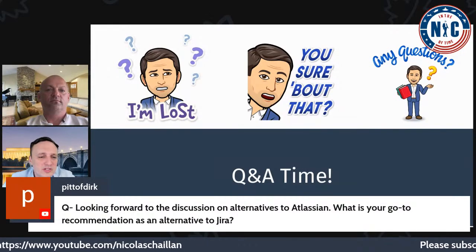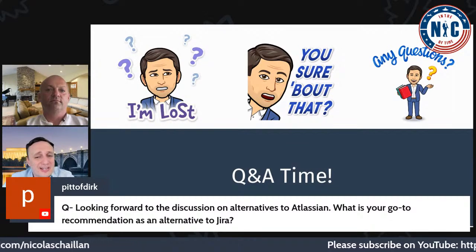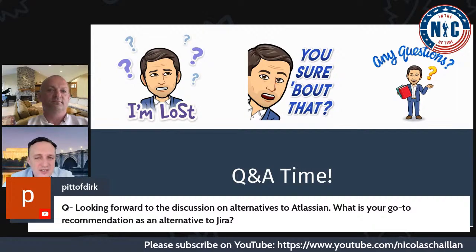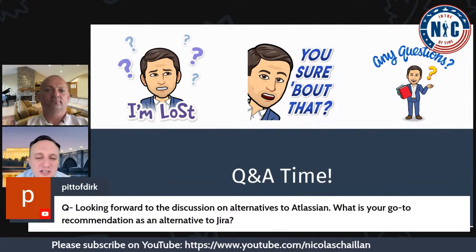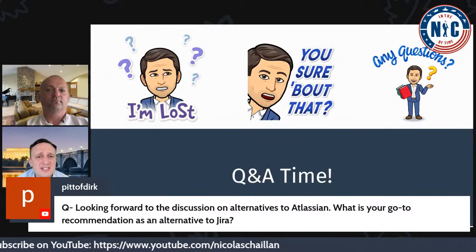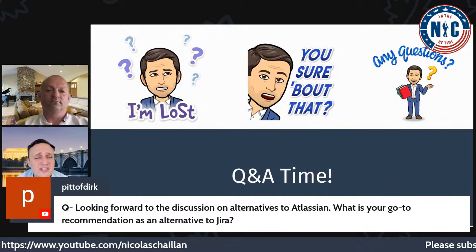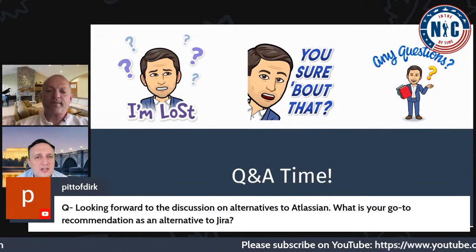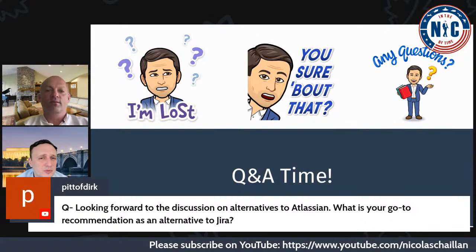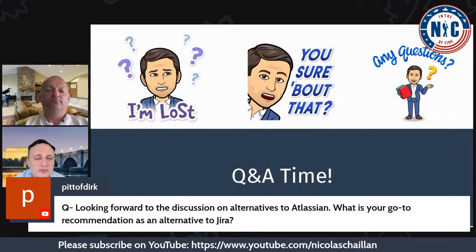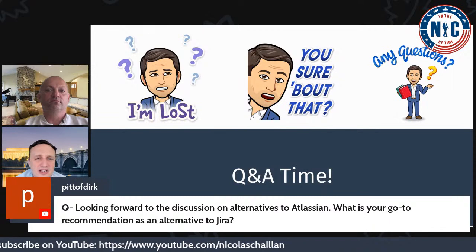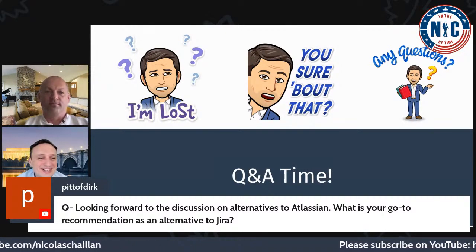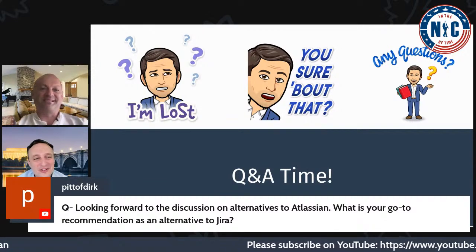So the first question was: looking forward to the discussion on Atlassian, what is your go-to recommendation as an alternative to Jira? I posted yesterday about the fact that Atlassian had a tech stack issue. I don't think it was cyber related, but more like an actual bug that led to many customers, not a lot, but enough to be painful, losing access to their Atlassian suite for up to 2 weeks, which is a very long time. I don't know how you survive without 2 weeks of planning.